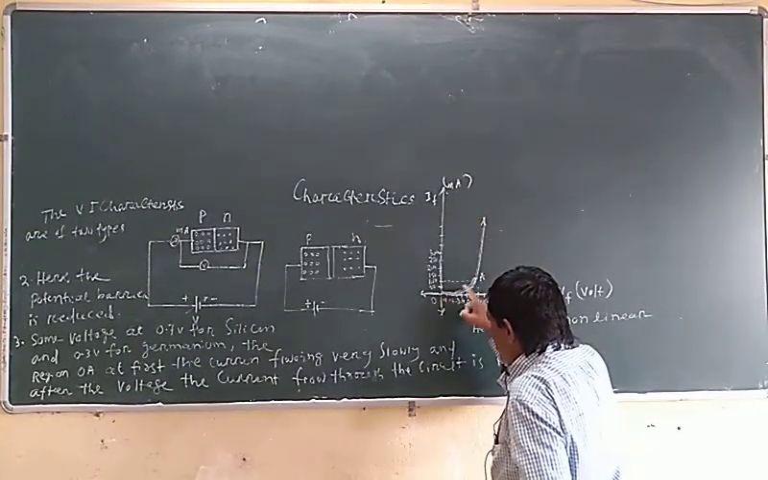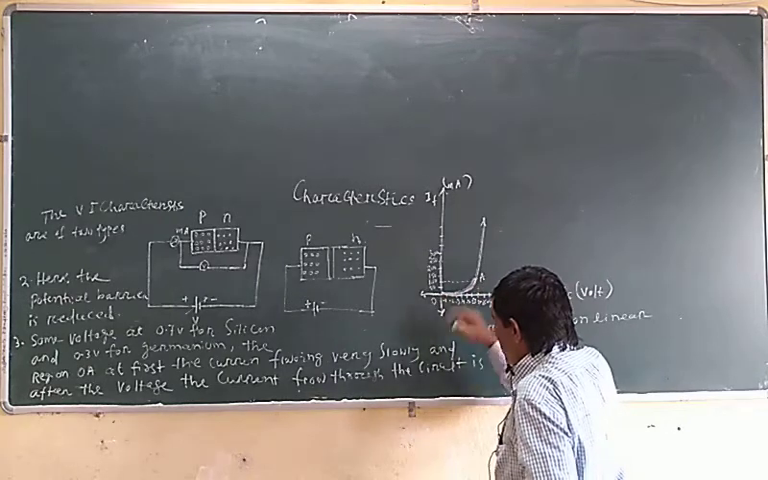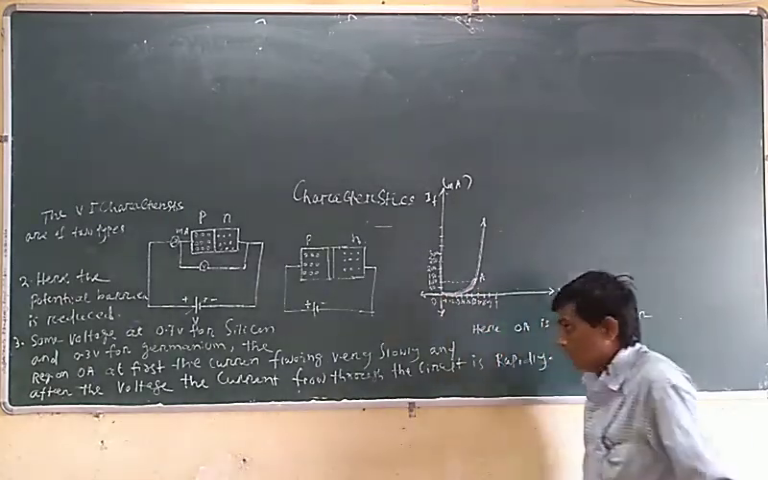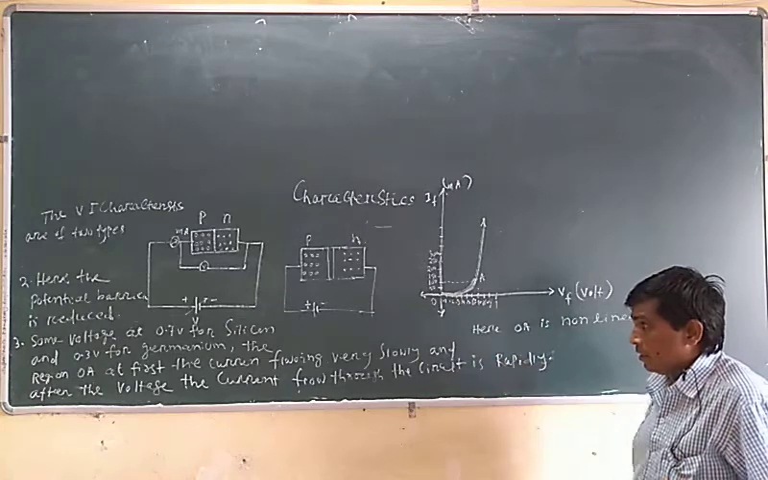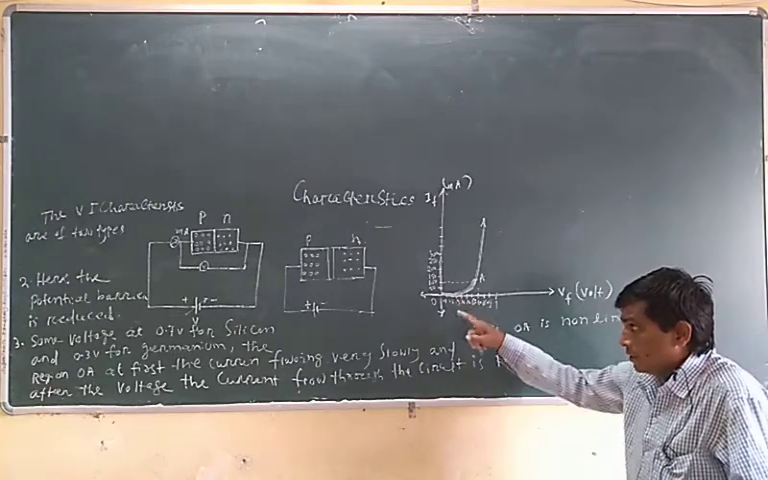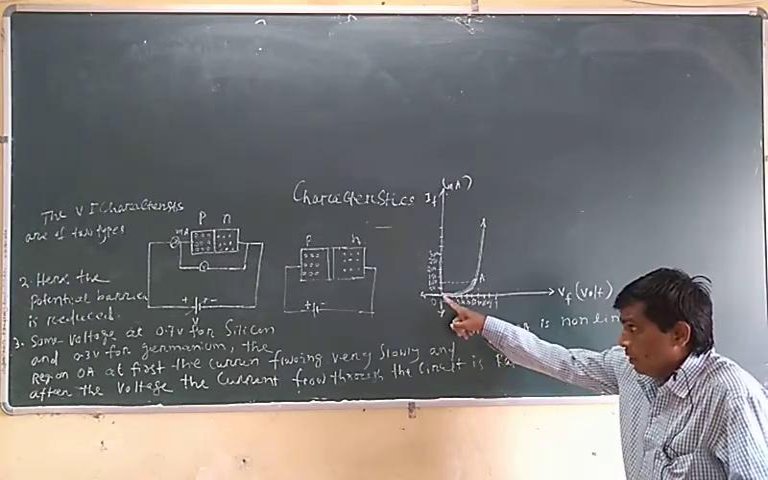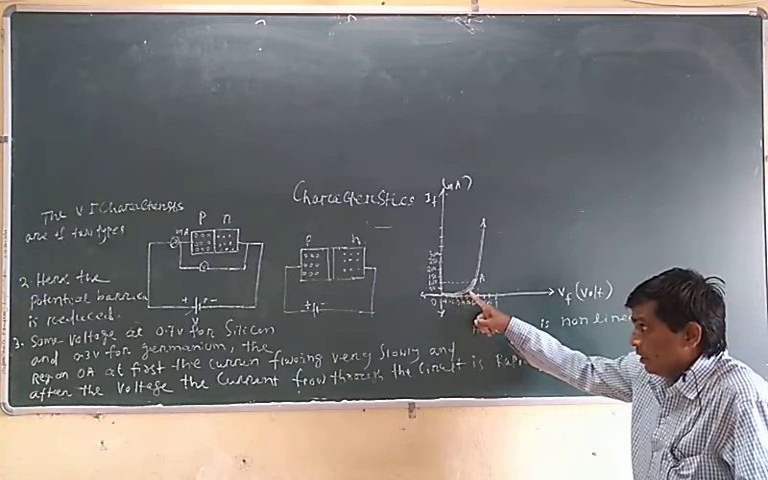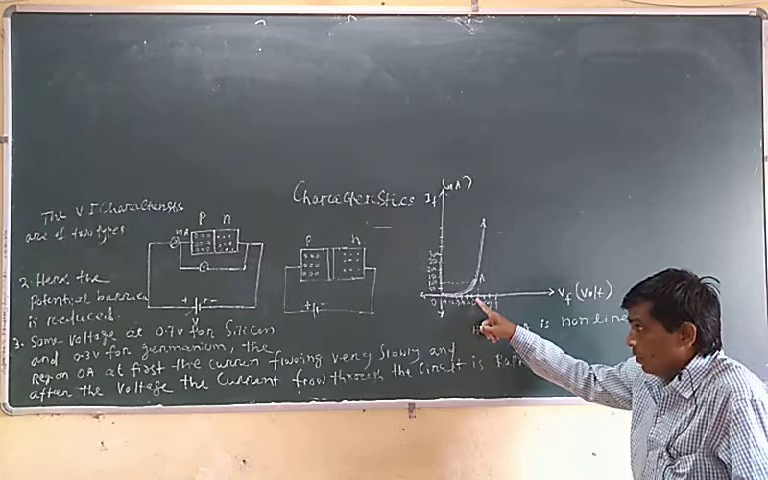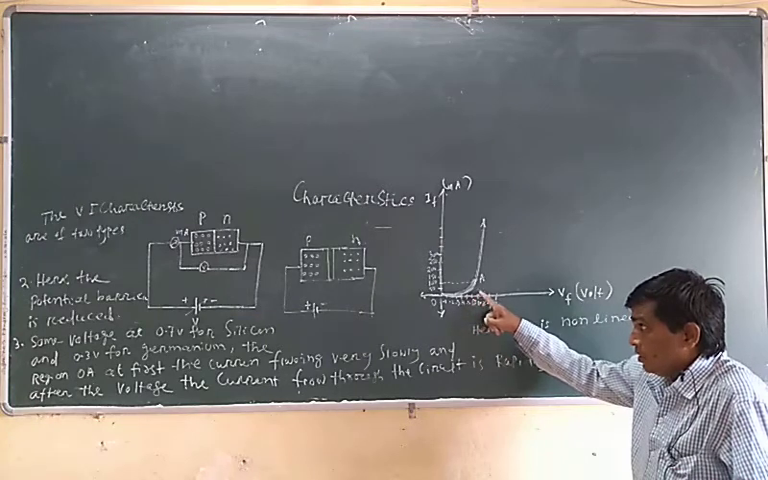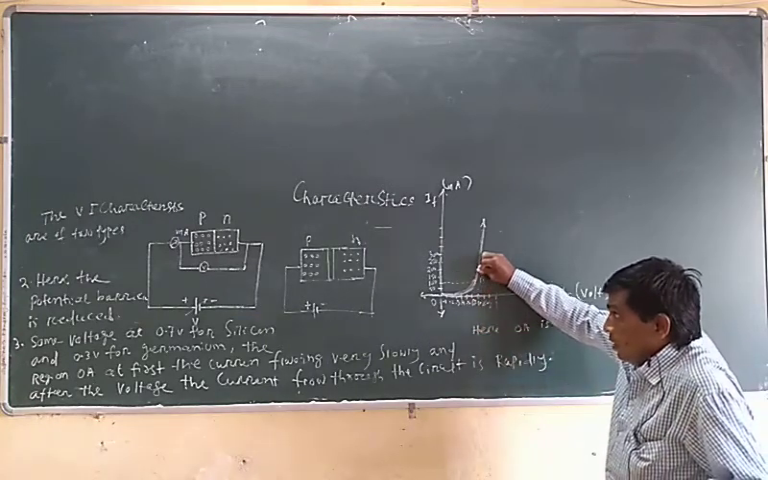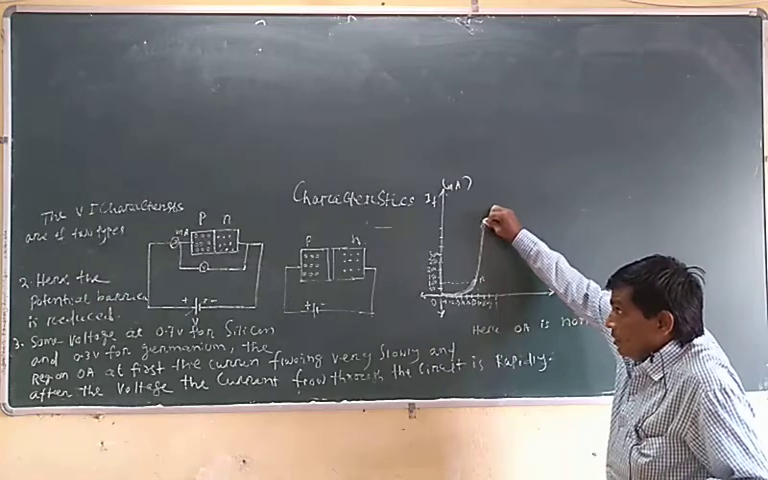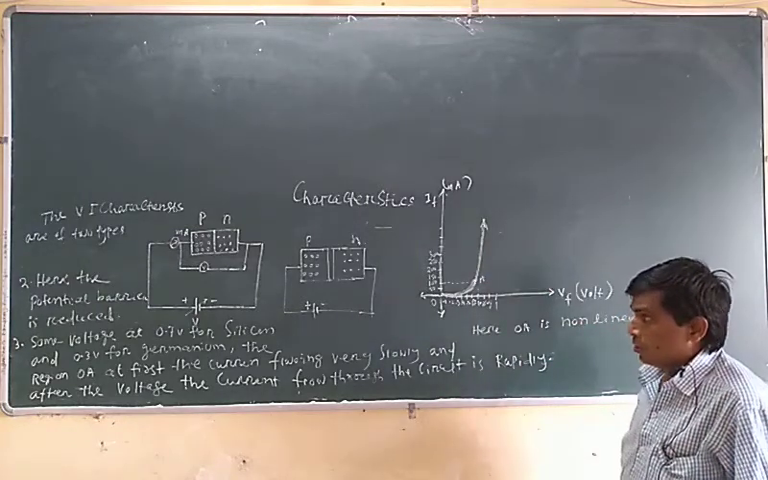This region is known as the non-linear curve because in the first region the current increases very slowly, then when it reaches 0.7 or after 0.7, the current will pass rapidly through the circuit.